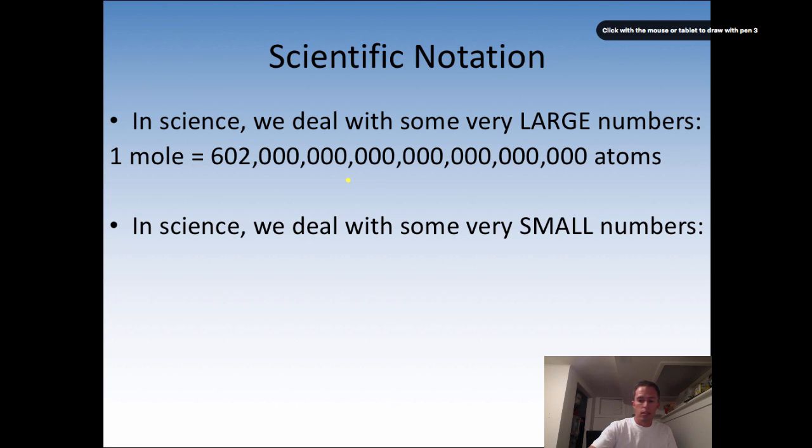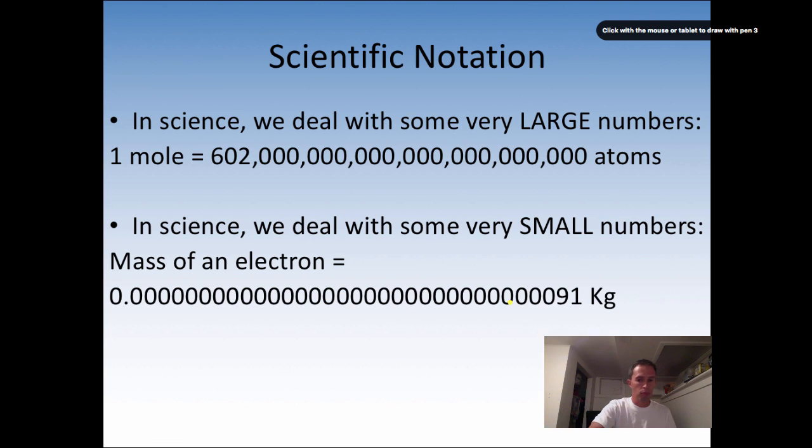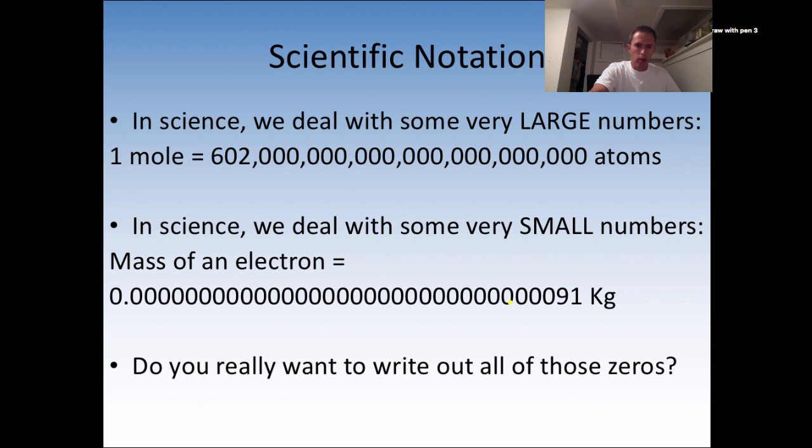But also in science, we deal with some very small numbers, like the mass of an electron. An electron is a very small particle, and so you can imagine it has a very small mass. Imagine trying to keep track of all these zeros in a calculator and figuring out what place it's in. It becomes very difficult. And so that's why we use scientific notation in science a lot. We don't really want to write out all those zeros. You'd make a lot of mistakes if we had to. And so we don't, and I'll show you a way that makes it a lot easier.